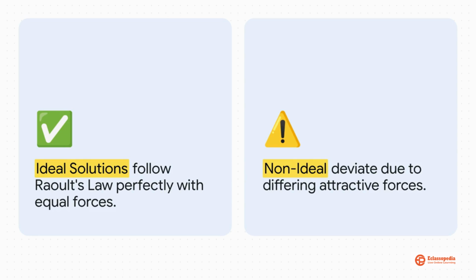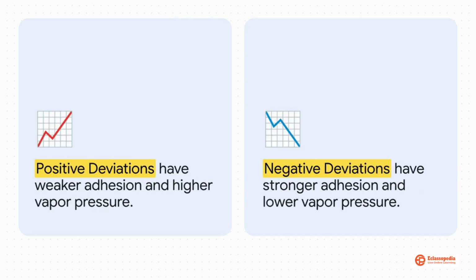But let's be real, non-ideal solutions are way more common. In the real world, adding a totally different chemical introduces differing attractive forces, and that causes a solution's actual vapor pressure to deviate entirely away from our neat little mathematical calculations. So the crucial point is really understanding the binary difference between the two ways a solution can deviate.